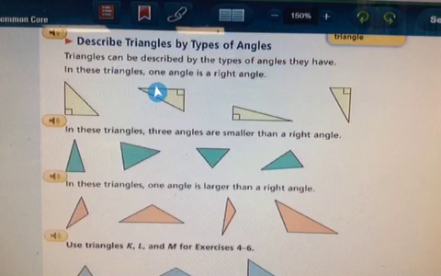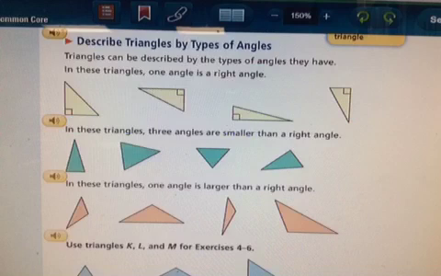In these triangles, one angle is a right angle. As you can see, in a triangle we have 3 angles: 1, 2, 3. As long as one of those angles is a right angle, it's called a right triangle. So look there. We have the right angle right there because we can make a square. Right there. Right there. And right there. So all 4 of these triangles are called right triangles because they have a right angle.